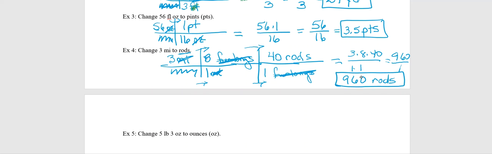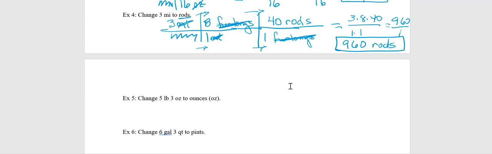So I have 3 times 8 times 40, and on the bottom I have 1 times 1. 3 times 8 is 24, 24 times 40 is 960. 1 times 1 is 1, so it's 960 over 1. So 3 miles is 960 rods.